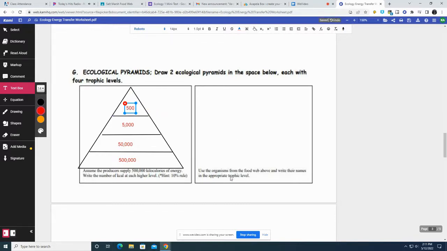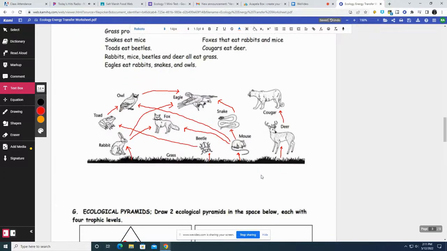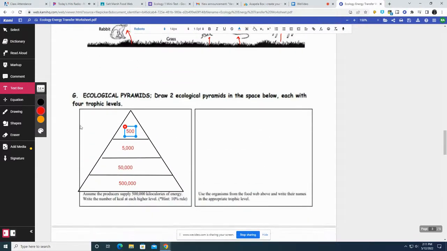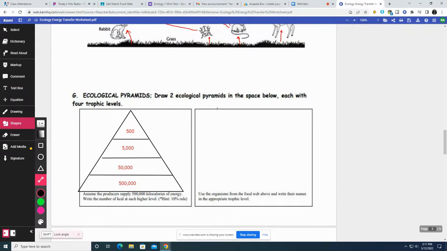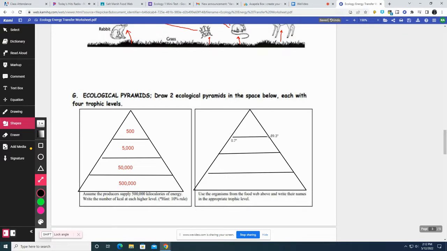And over here, use the organisms from the food web. Oh, great. Well, I'm going to try to do my best. All right, well, let's do it. All right, so I need another triangle here. Try to get this one in the middle. All right, a little better. And once again, I need 4 trophic levels. So here's my producers on the bottom. Primary consumers. And you got your secondary and tertiary consumers.